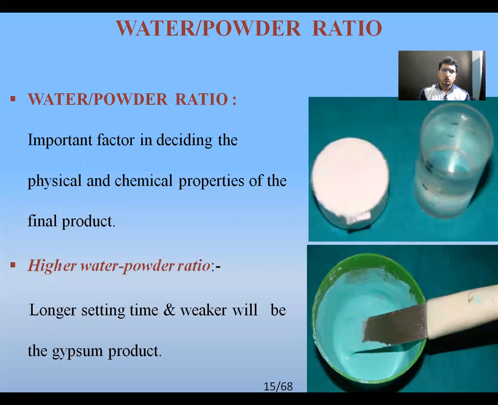Suppose I have taken less water for mixing the same amount of plaster. The mix I have made with less water and the mix I am going to get after using more water have different physical and chemical properties. The final product will differ from each other. So the correct water powder ratio depends on the purpose for which we are using it, like using a thinner consistency for making a cast from a mold.